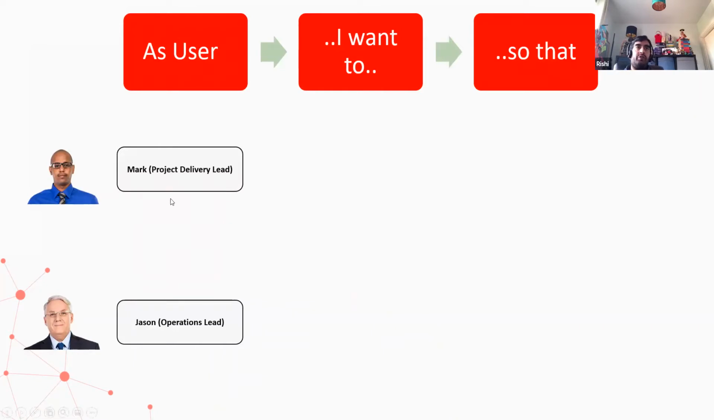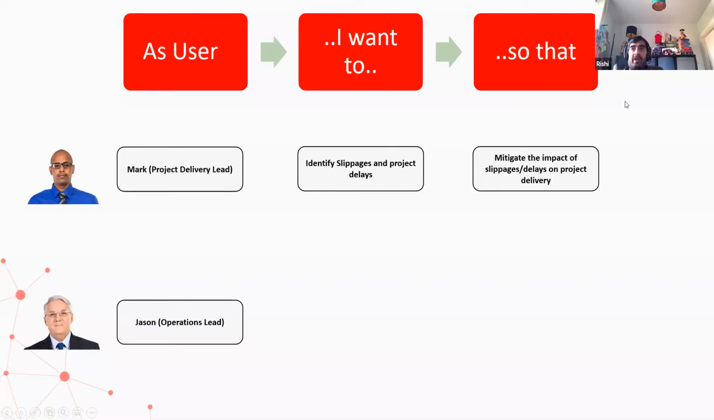We've identified two main audiences for this construction activity, for procurement activity. We've got Mark, who's the project delivery lead, and Jason, who's the operations lead. The user story for Mark is that he wants to be able to identify slippages and project delays, at a project level. So looking at the float, essentially, and identifying where the slippages are and what the impact of that is going to be. And the reason for that is so that he can mitigate the impact of slippages and delays on project delivery. So that's our user story for our project delivery lead.